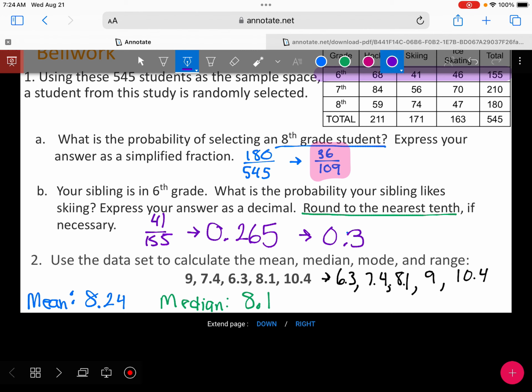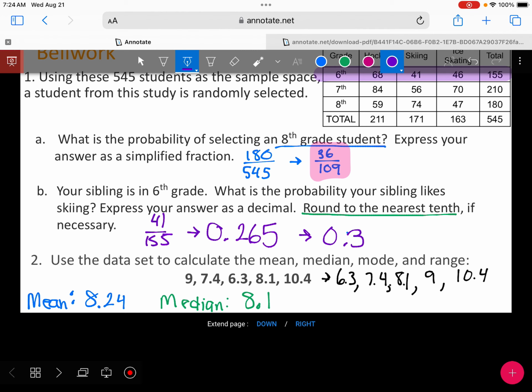How about our mode? Since I asked for it, do we have a mode? No. Or technically everything. Because they all only happen once. We don't have any repeats. Mode is the most repeated. So we don't have any repeats. So you could argue nothing or everything, but that rarely comes up.